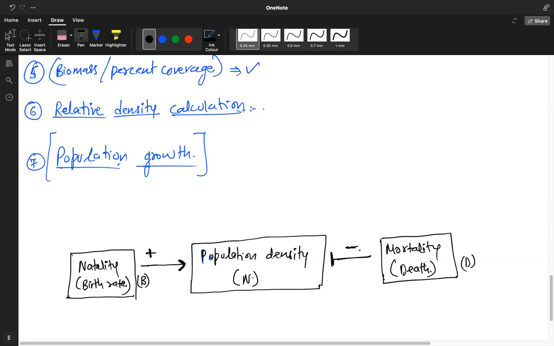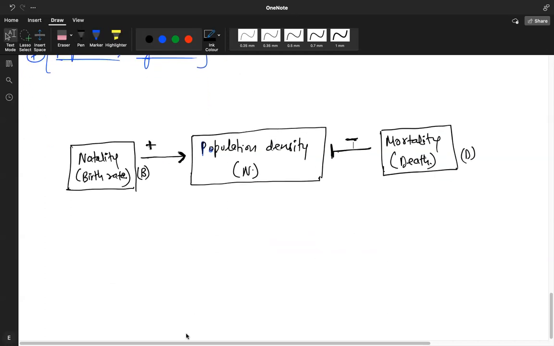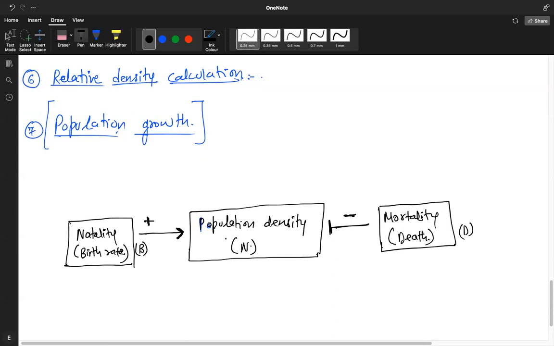Yes, sir. People can migrate to other countries. You can reduce the population. Yes, people or animals, everything. There could be emigration and immigration. Migration is a broader term which contains both. So migration means moving from one place to another.